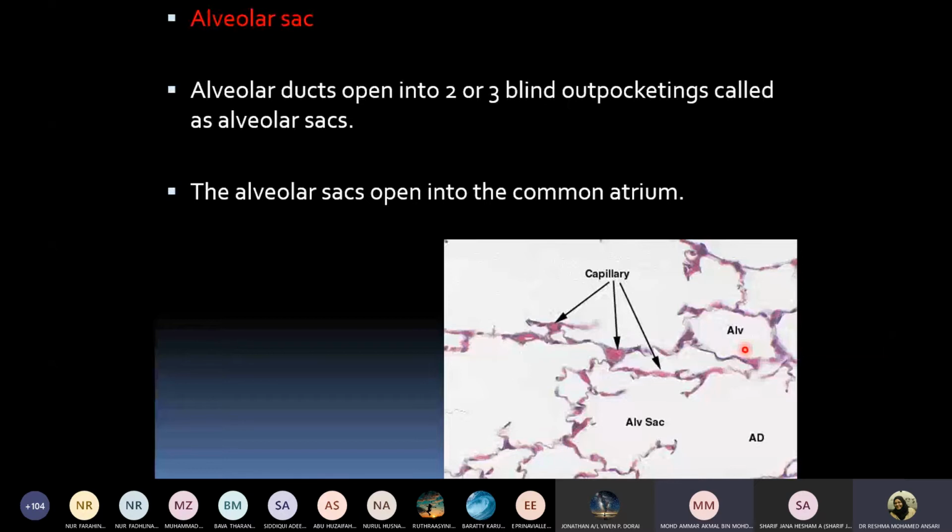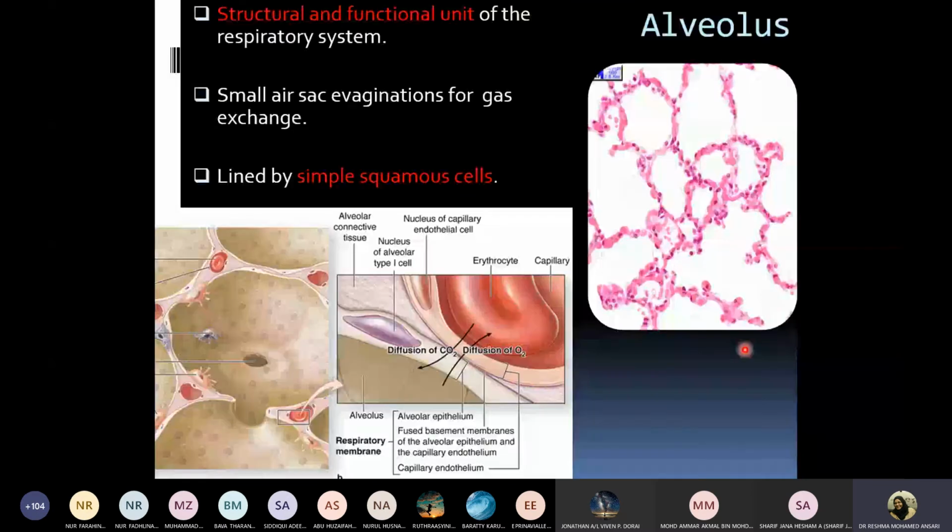It is just the opening that differs. Otherwise, if you look under the microscope, the alveolar sac and alveolus all have the same structure. They are lined by simple squamous epithelium supported by connective tissue. That's all. So for the alveolus, you can take another break for about three minutes and then come back. Then we finish the lecture. Okay?